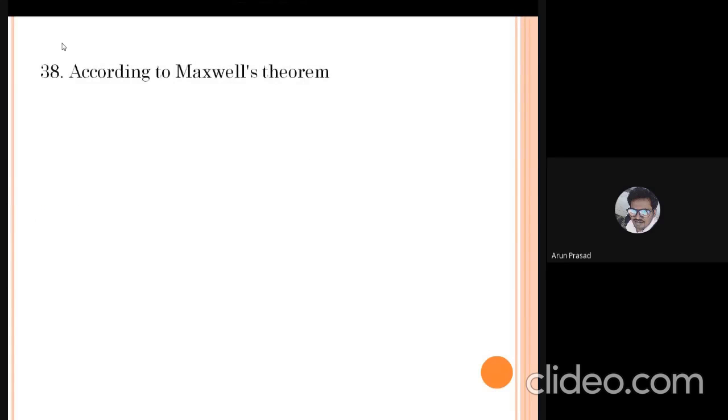So next, according to Maxwell theorem, which one of the following is correct? FAB equal to FAA, FBB equal to FAA, FBA equal to FAB, FBA equal to FBB. So which condition is correct? So we will have FBA equal to FAB. Okay.